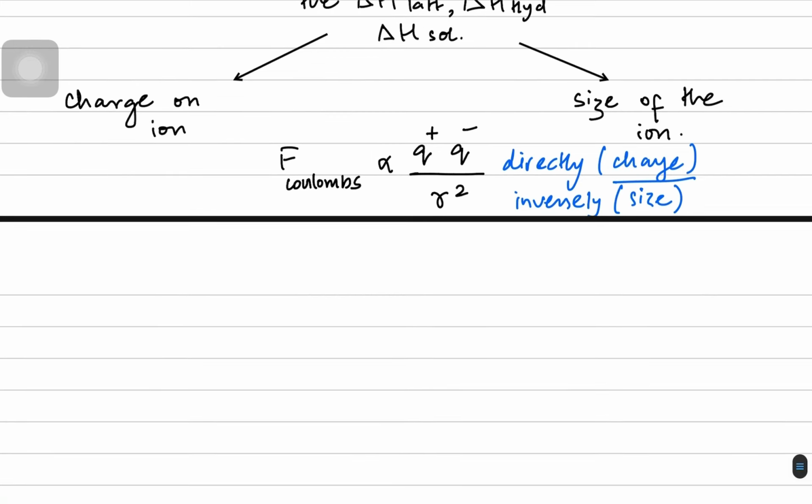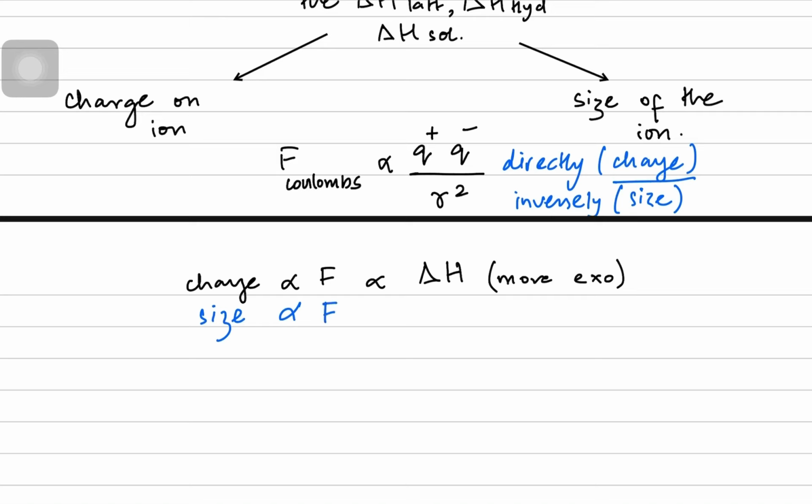That is why the charge and the size both have a vital role to play. If the charge is more, then forces would be more. And when forces are more, the enthalpy values become more exothermic. I repeat, if the charge is more, like +2, +3, then the forces become more, and more forces result in more exothermic values. Similarly, if the size is more, if the ions are bigger, then the forces would be less.